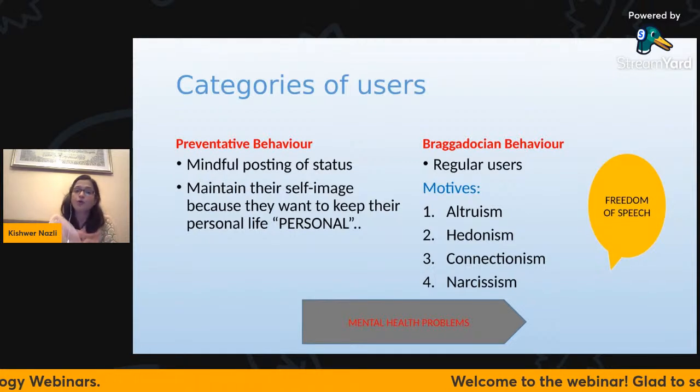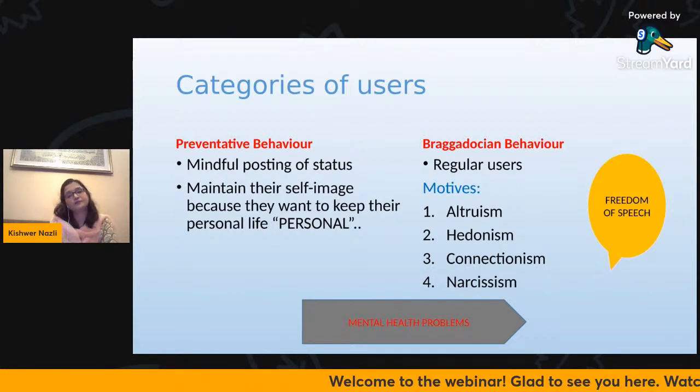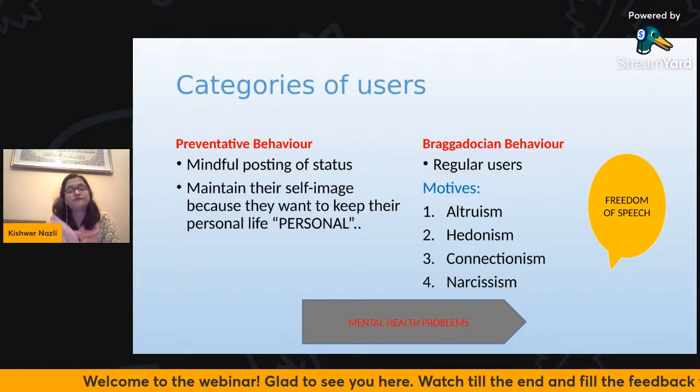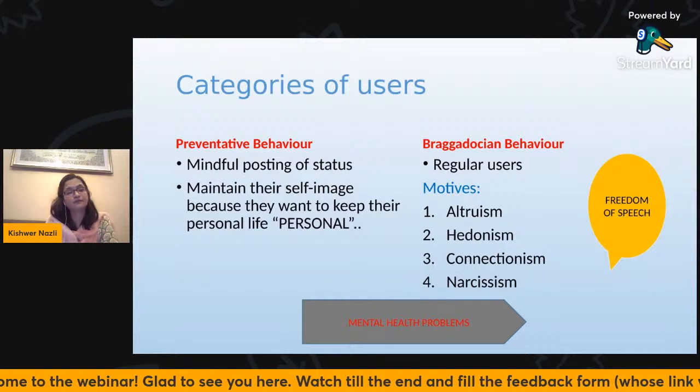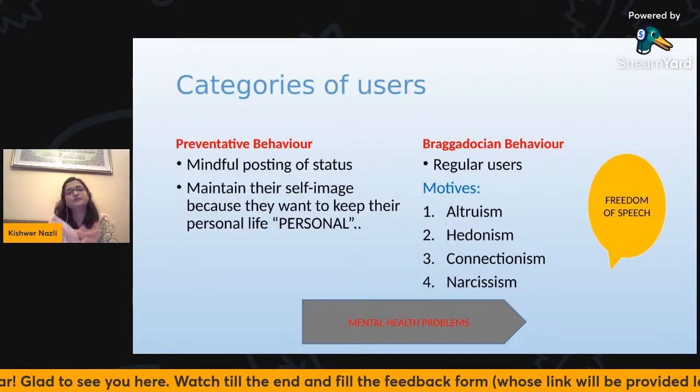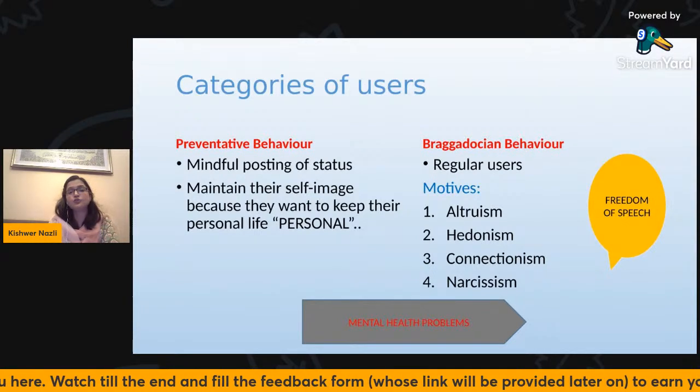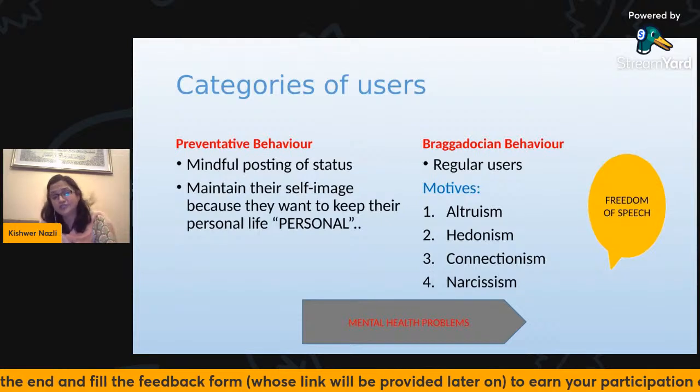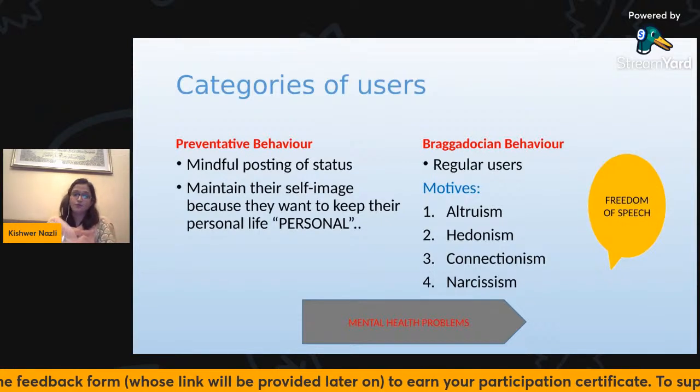But the reason of all the people is freedom of speech. Why are they doing it? Because the internet provides a free platform where you are free to write, free to comment, free to compliment. There is no restriction, there is no checking. So that's the freedom of speech.